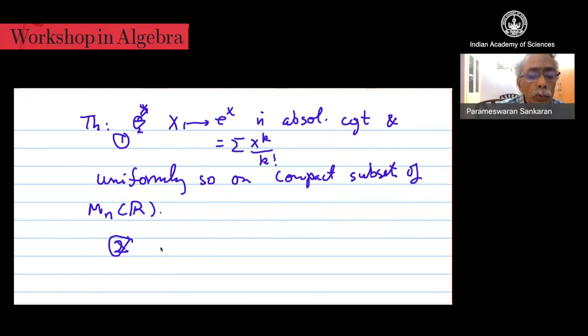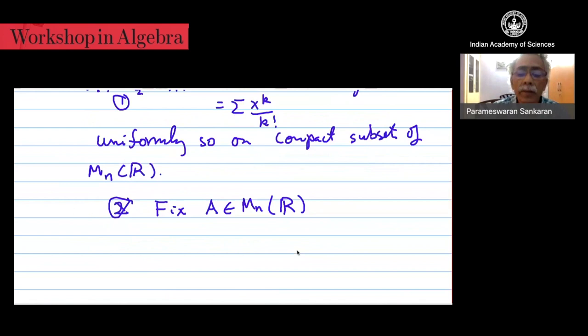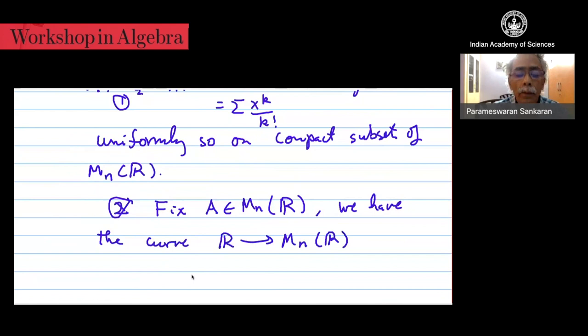So you look at the following. Fix A in Mn of R, the space of n cross n matrices. Then we obtain a curve, a function from R to Mn of R. So what is this curve? t goes to e power t times A.